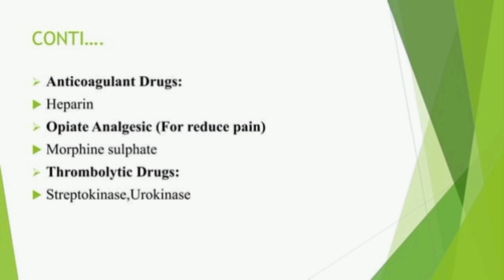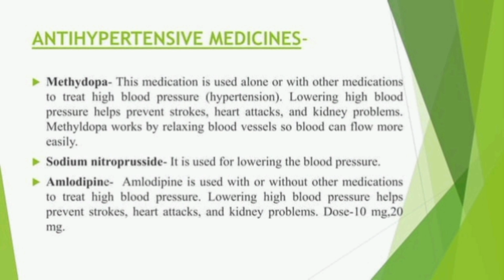Next, thrombolytic drugs streptokinase, urokinase. Next, antihypertensive medicines, methyldopa. This medicine is used alone or with other medications to treat high blood pressure, that means hypertension. Then sodium nitroglycerin, used for lowering the blood pressure. Next, amlodipine. Amlodipine is used with or without other medications to treat high blood pressure.